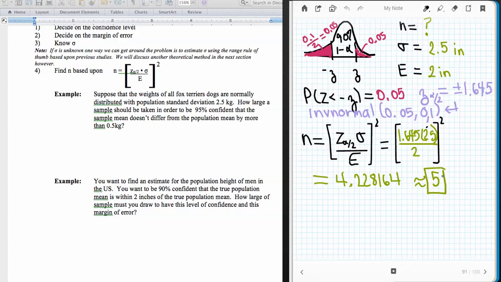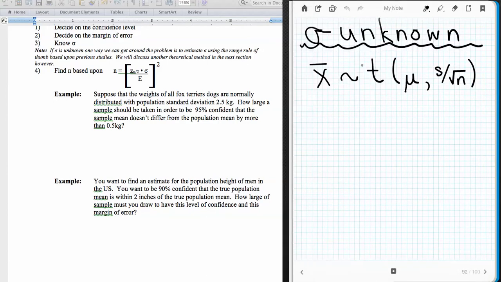Now it turns out that all heights are considered to be normally distributed. So as it turns out, having a sample of size 5 is not a big deal at all because we do know those height values are normally distributed. Okay, now on to our next topic.